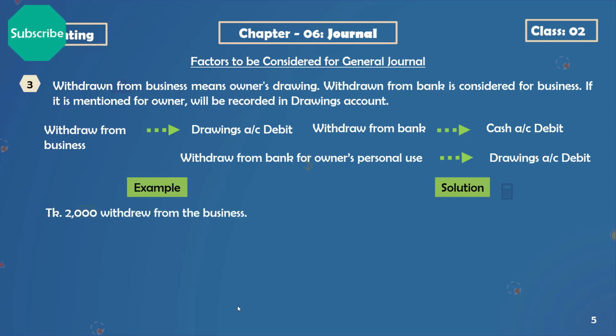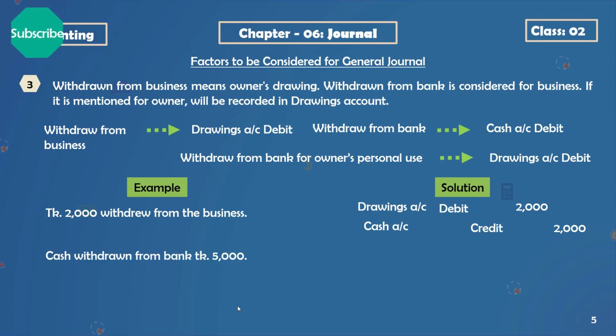Taka 2000 withdrawn from the business. Since this is withdrawn from the business, we can consider that the owner withdrew the money from the business. So we have to debit drawings account and credit cash account, because cash was withdrawn from the business. So drawings account debit, cash account credit.